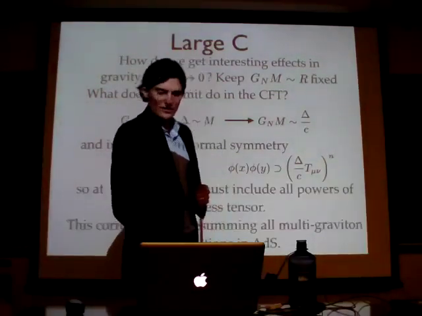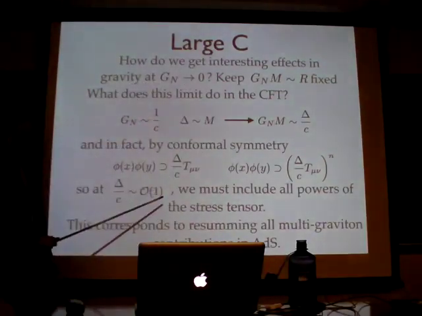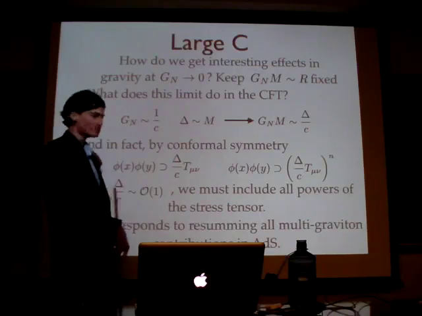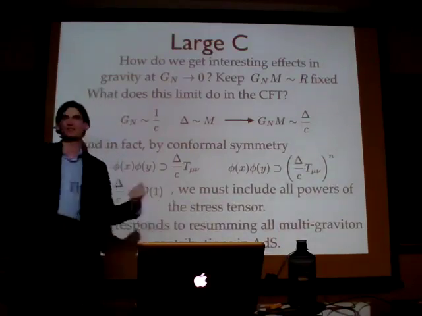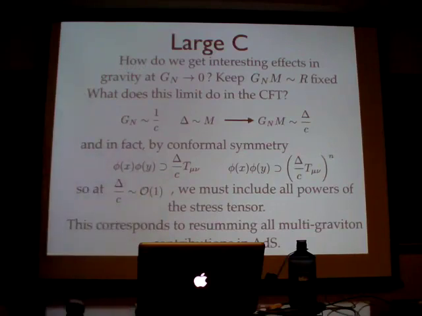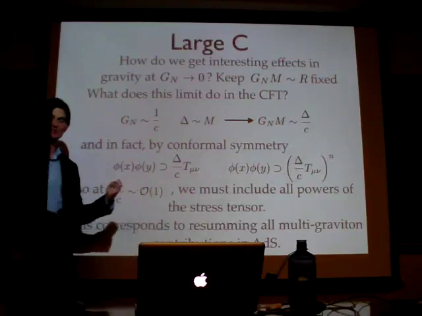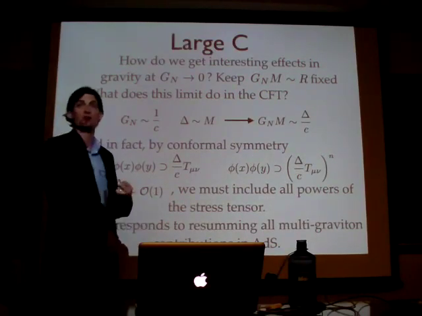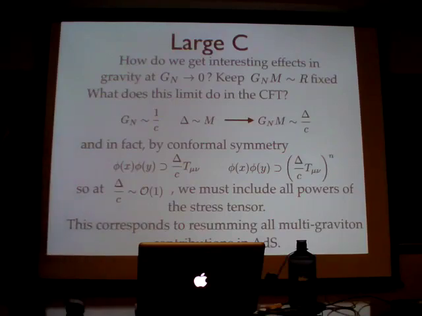All right, so in the limit where delta over c is order 1, all of these contribute. Their OPE coefficients are not small. We have to include them all. And the energy momentum tensor in the CFT maps onto the graviton in AdS. So including all of these products of the energy momentum tensor in the CFT corresponds to resumming all multi-graviton contributions in AdS.